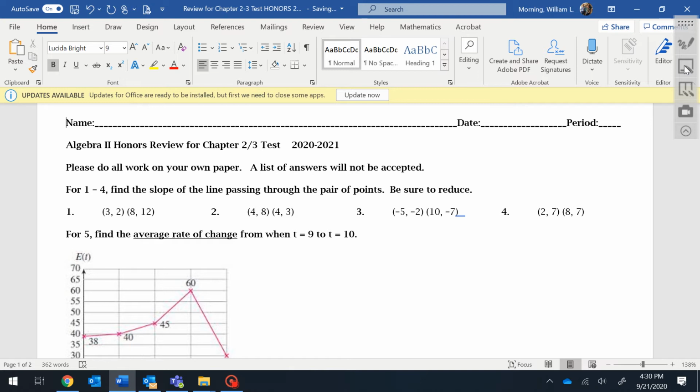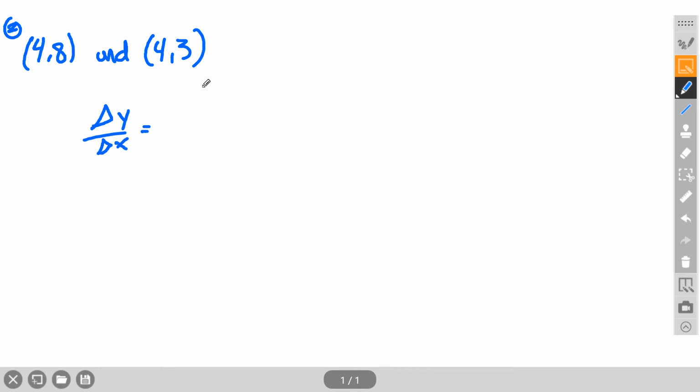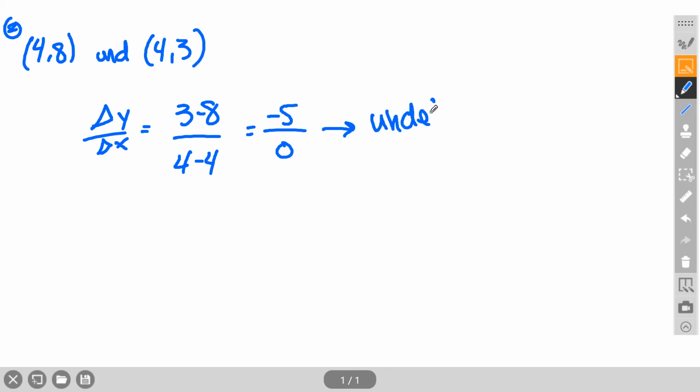Number 2, 4, 8, and 4, 3. So our 2 points, this is number 2, 4, 8, and 4, 3. Same thing, delta y over delta x, change in y over change in x, so 3 minus 8, and 4 minus 4. So our numerator is negative 5, our denominator is 0, and you can't divide by 0, so this slope would be undefined. This is no real slope here, we have an undefined slope.